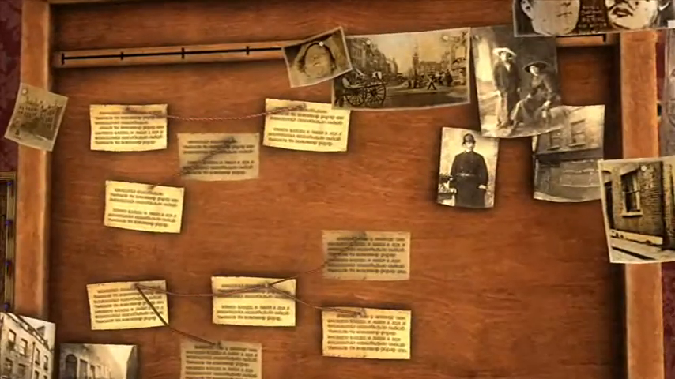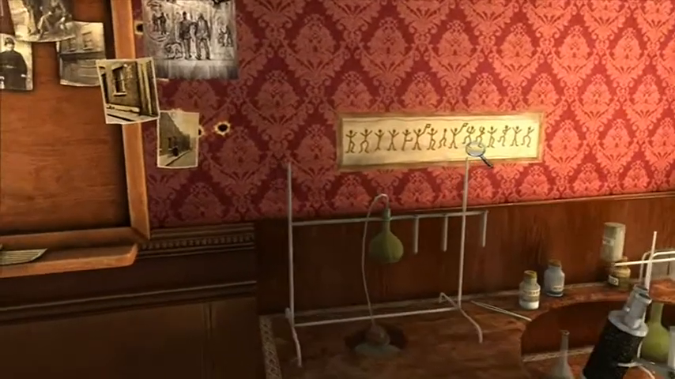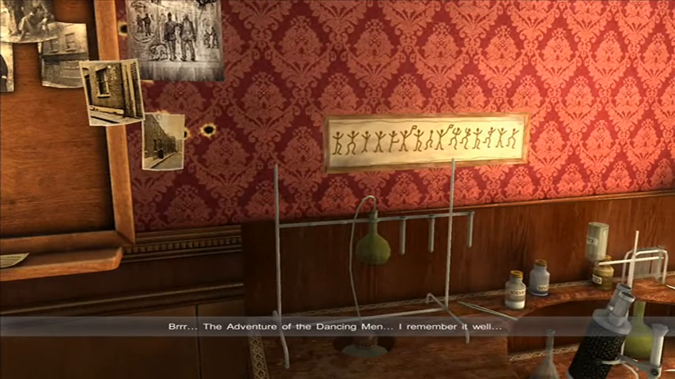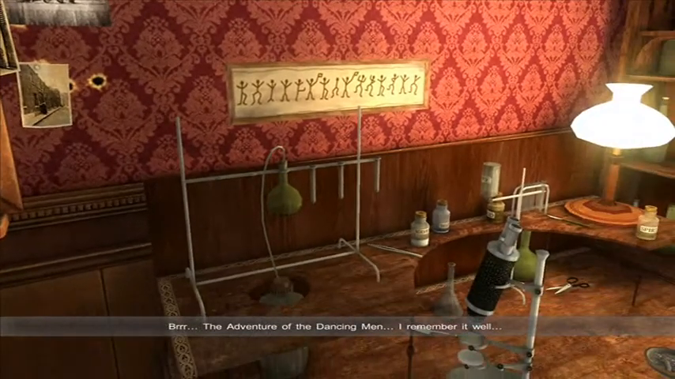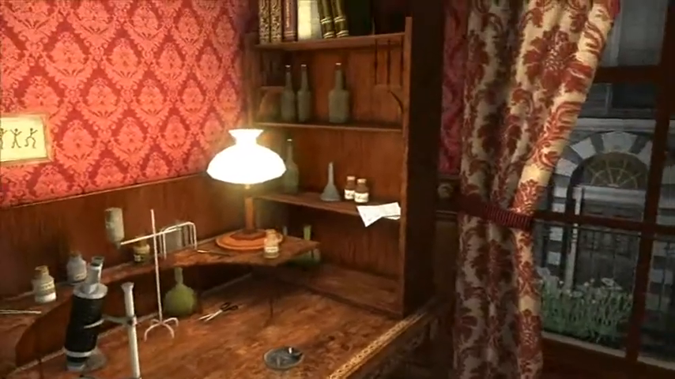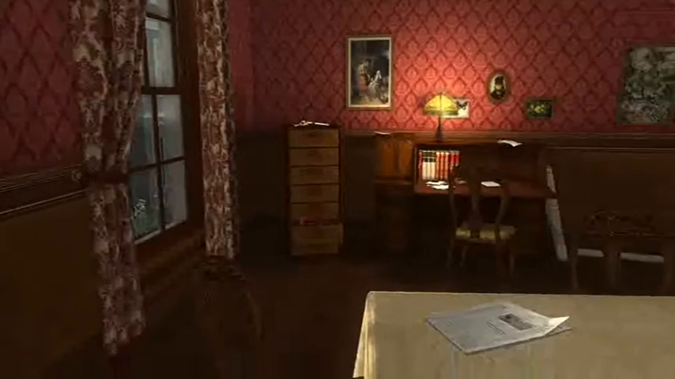And here we have all our deductions. Oh, what's this? The Adventure of the Dancing Men. I remember it well. Well, I don't. Can it be another story, perhaps?